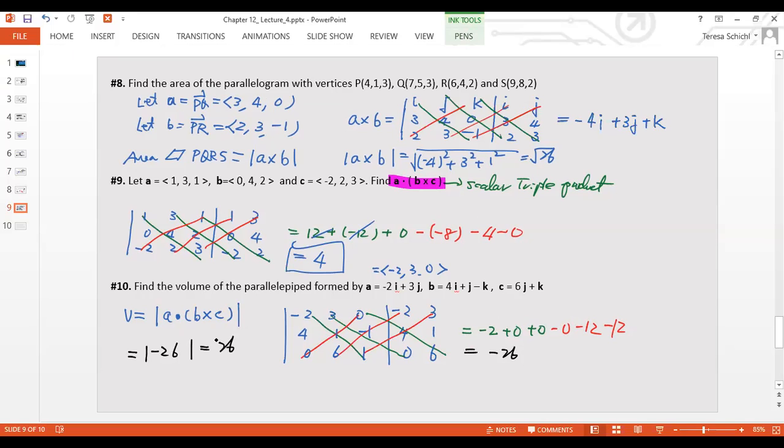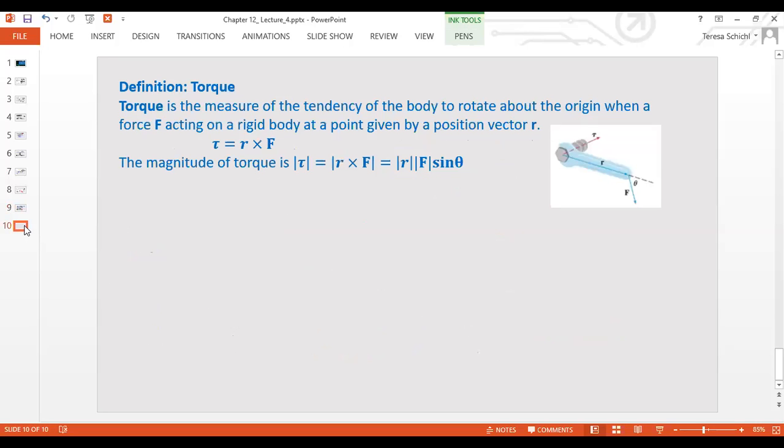So that is how to find the parallelepiped. The volume of the parallelepiped is what we call the scalar triple product. Okay, so the last thing we're going to talk about is another physics application: torque.